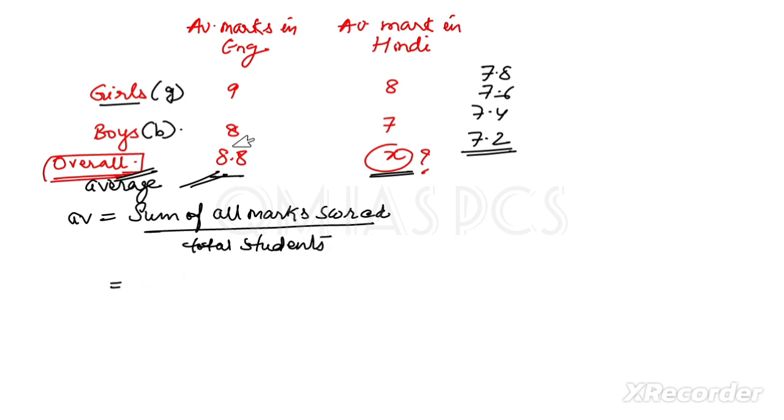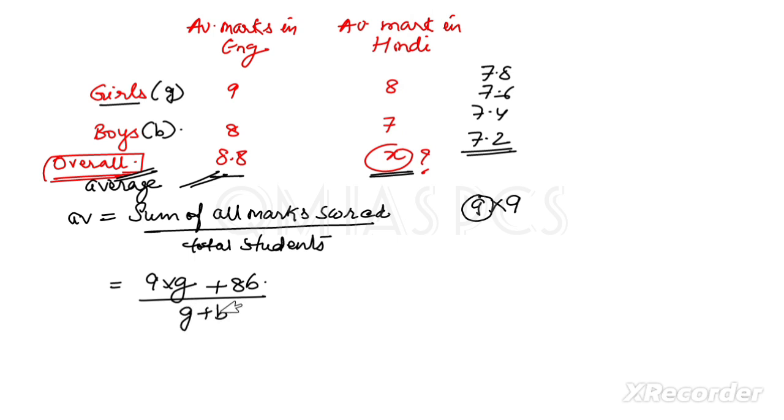So just think what we have to write. If I say there are 9 toffees, 9 chocolates, and one chocolate's price is 9 rupees, what is the total price? Total price we have to pay, so we multiply the total number of chocolates by that price. Same here: the sum of all marks for girls will be 9 multiplied by G, and similarly for boys it will be 8 multiplied by B, and that is divided by the total number of students, G plus B.